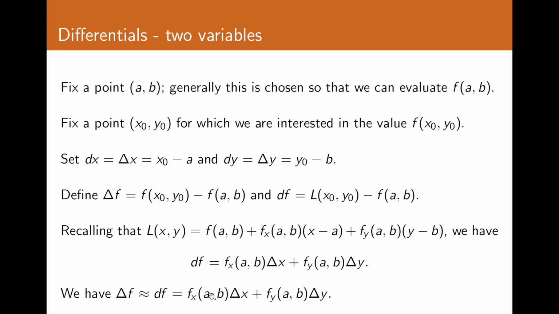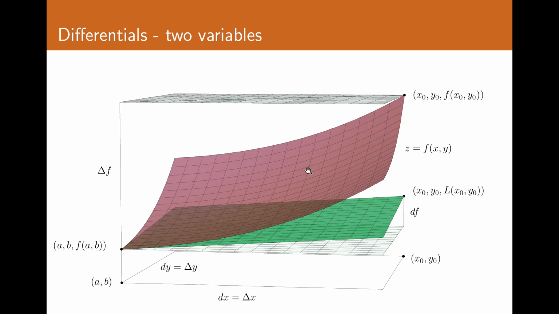So in the single variable case, we had f prime of a delta x. In this case, we have a change from the x changing and a change from the y changing. So we have both terms that we have to add together. So let's go ahead and look at a picture of this, which is a little bit more complicated, difficult to draw. So if we start here with (a, b), something we know, we go up here to f of (a, b).